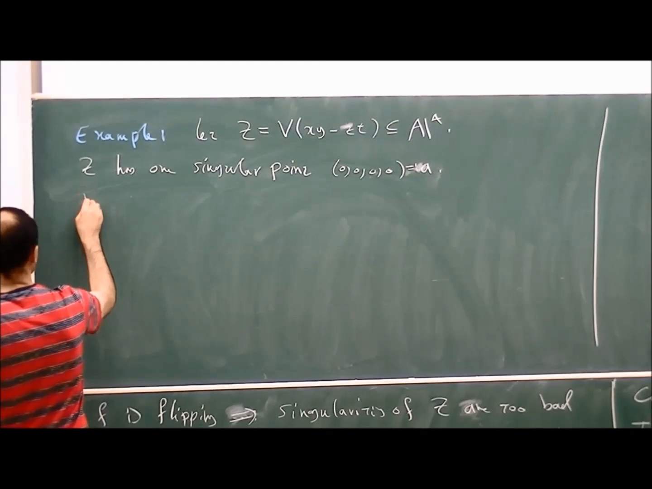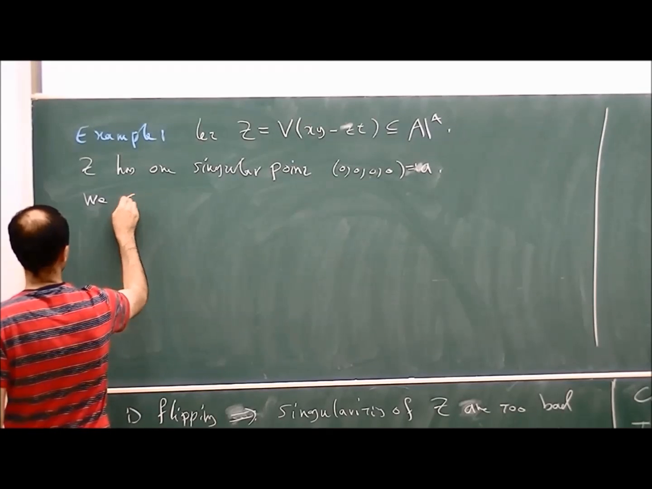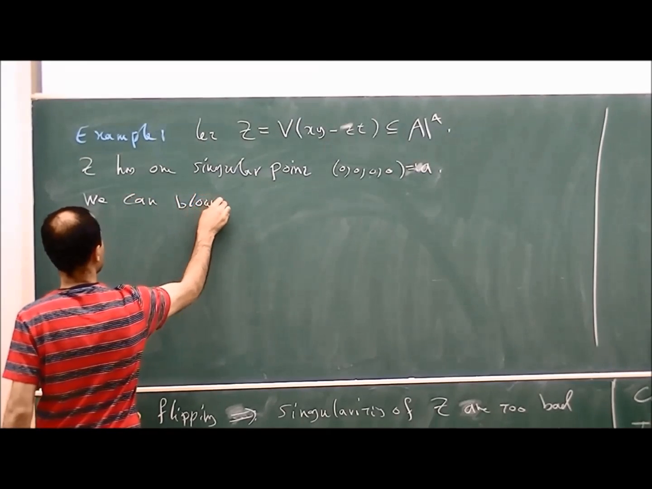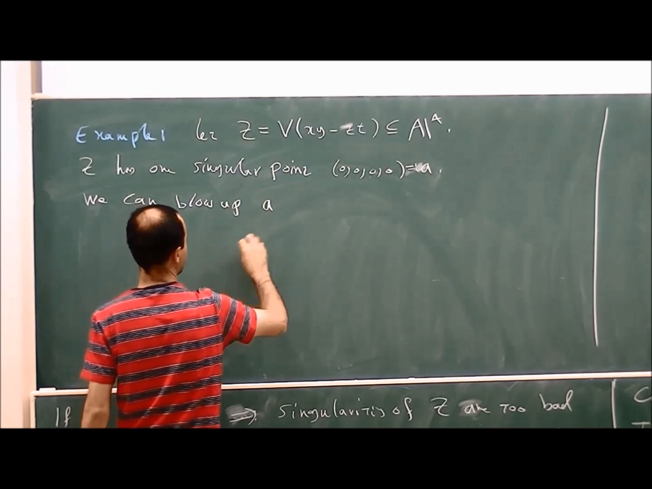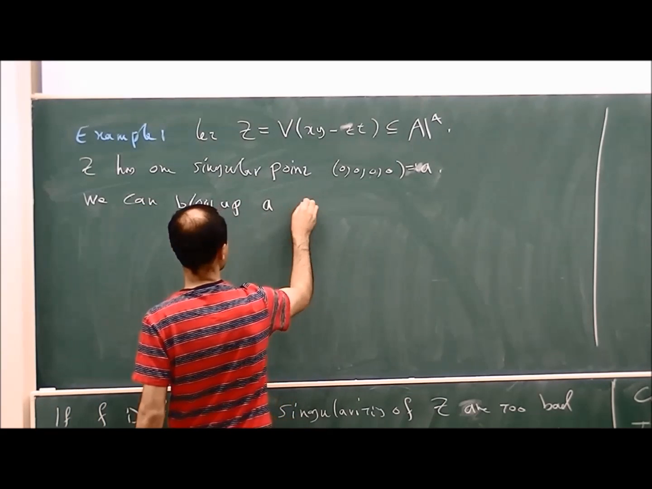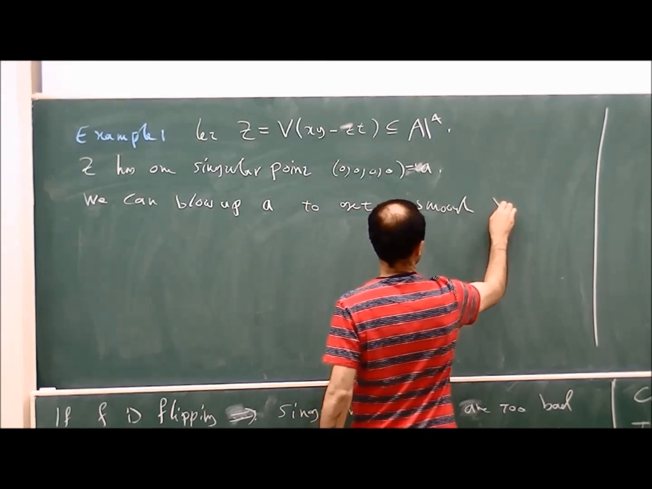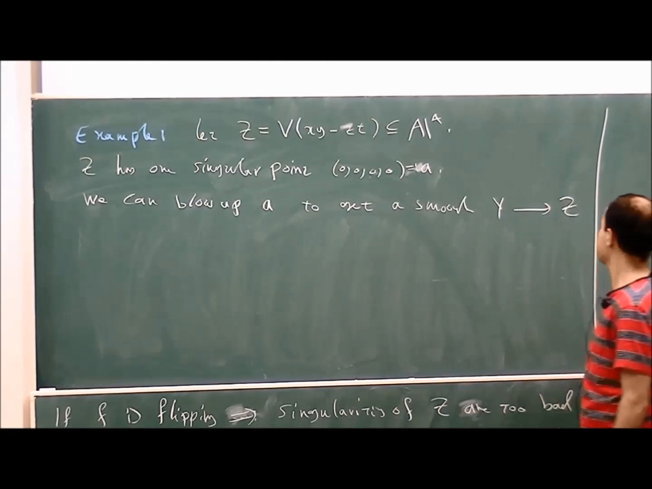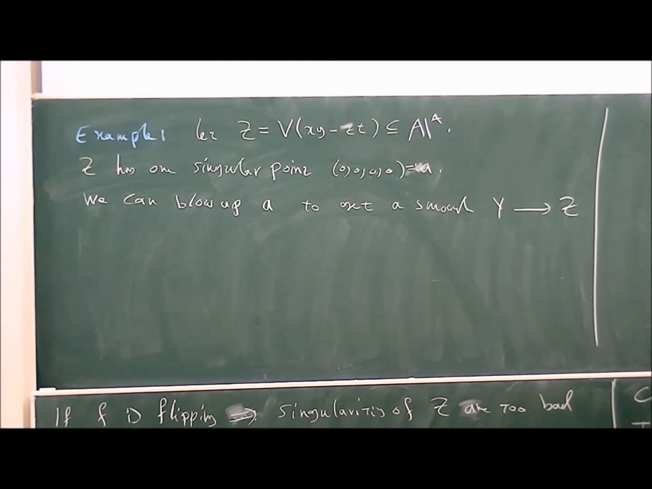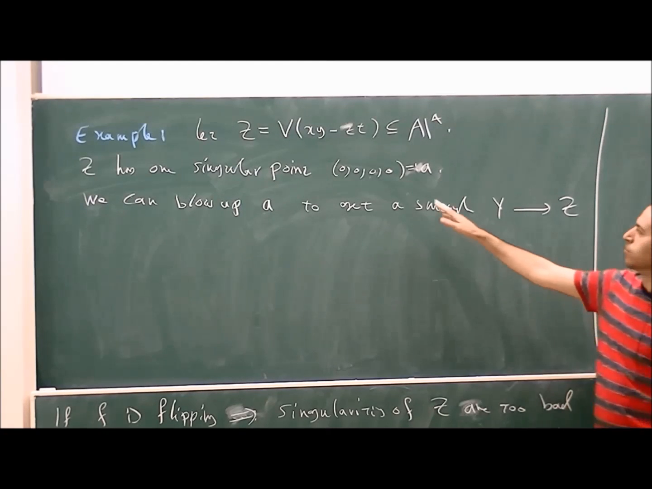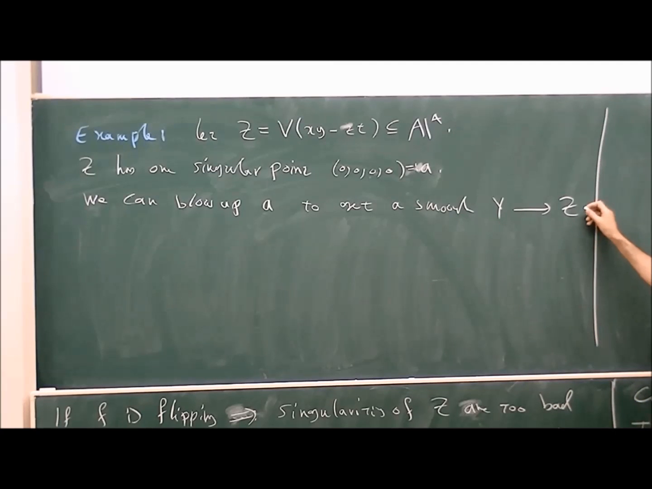Okay, so now we can blow up this singular point. Blow up the point A to get a smooth one. So you have a singularity with multiplicity 2. When you blow it up, the multiplicity will drop, and then multiplicity 1 is just smooth. So anyway, you can work it out explicitly by simple calculations.